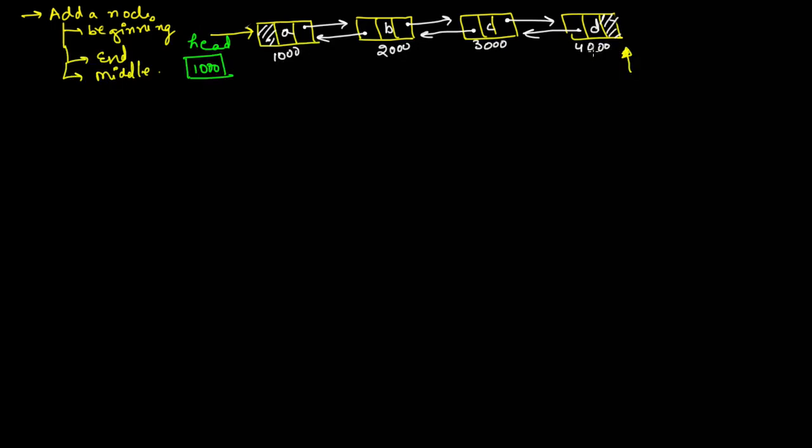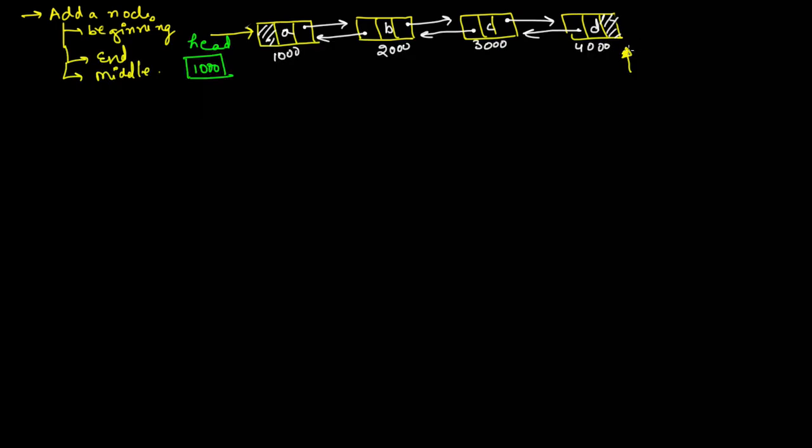So if the linked list is empty, then we can easily add a node at the end of the linked list, because whatever node we add will be the one single node present in the linked list, and that one single node will be in the beginning, plus that one single node will be the end. Okay, so what we want to do is add a node in the end of the linked list.